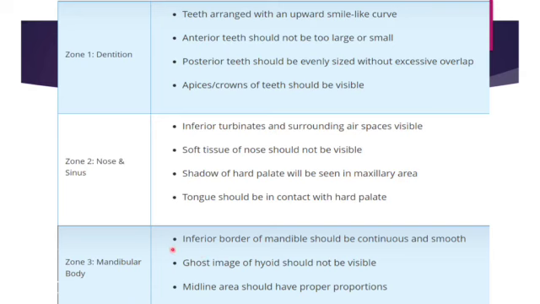Next is zone 3, that is the mandibular body zone. Here you will see the inferior border of the mandible, which should be continuous and smooth, and there should not be any ghost image of the hyoid in the mandibular body, and the midline area should have a proper proportion.